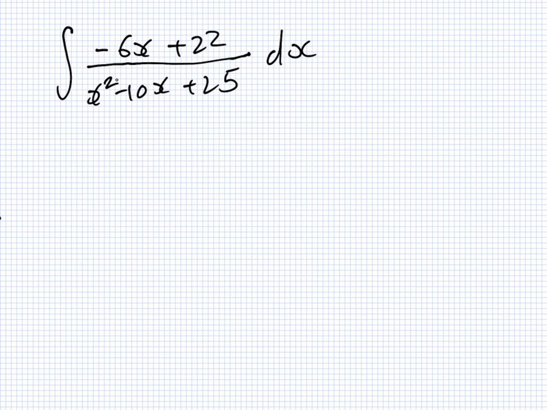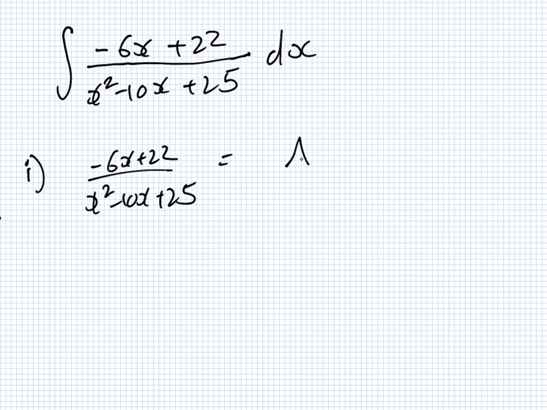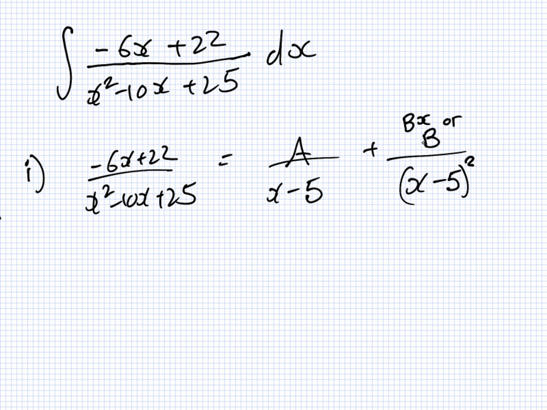And you might say, in the exam, how will I know which method to use? Because in the exam, part one of the question will be to write this in a simplified form. A over x minus 5. Now look what happens here. This will be x minus 5. So the second one will be x minus 5 squared. Now we have a choice on the top. We can go with bx or we could just go with b.